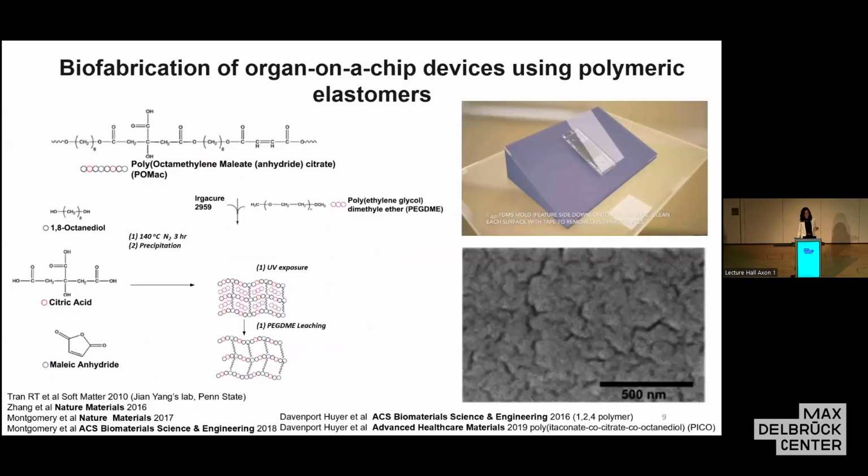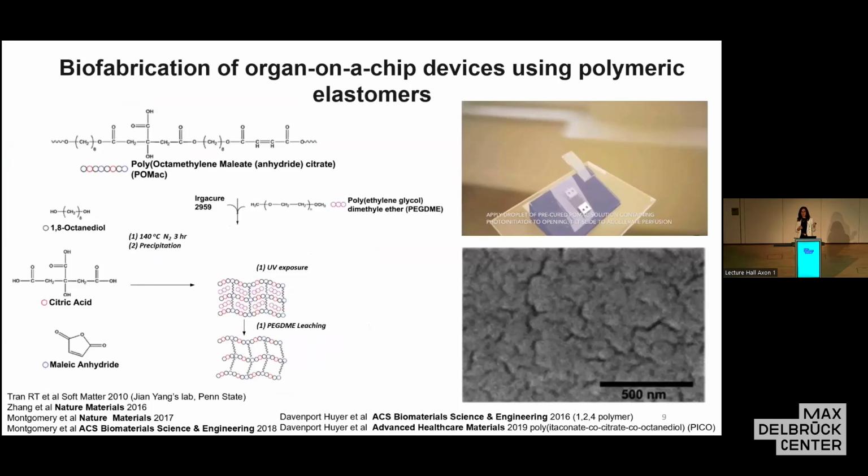So one of the key ingredients of our approach is this elastomeric polymer. It's called POMAC. It's a copolymer of 1,8-octanediol, maleic anhydride, and citric acid. This polymer is a viscous liquid.